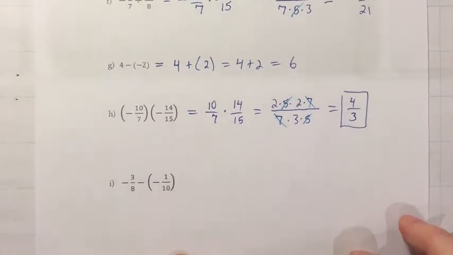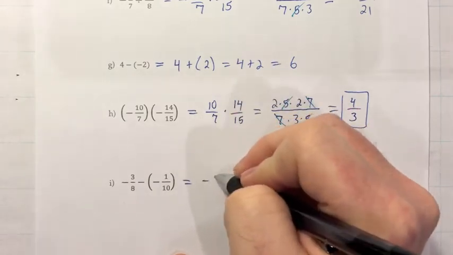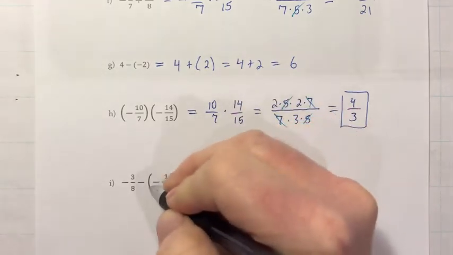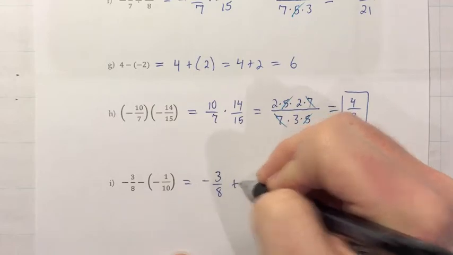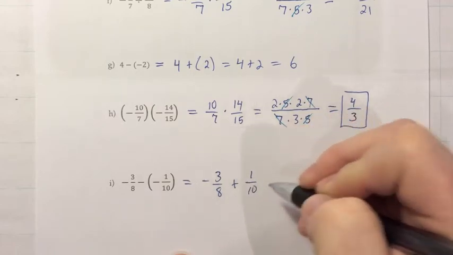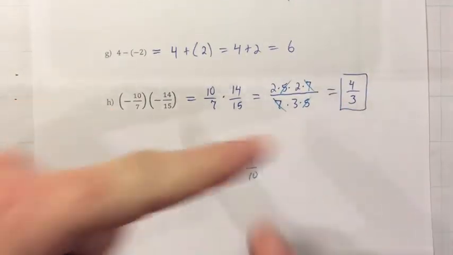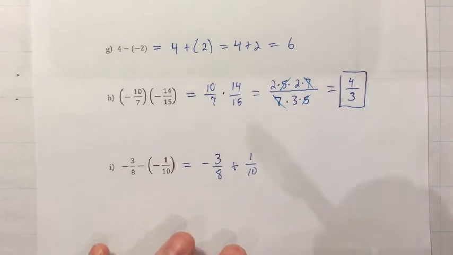All right, and final one on this page, we have negative 3/8. And subtracting a negative is the same as adding the opposite. One of the things we want to keep in mind is that idea that the two negative signs make a positive. So those two negatives made that positive.